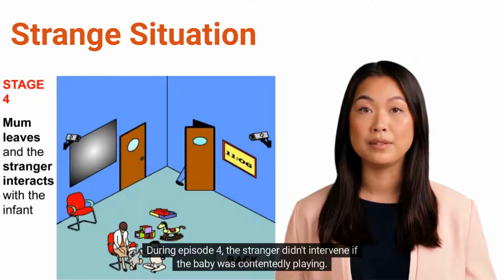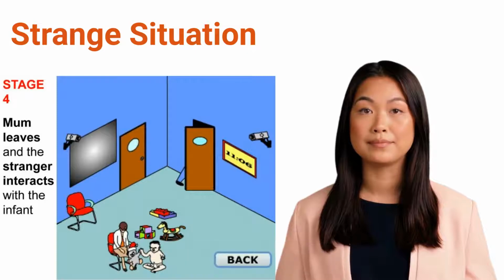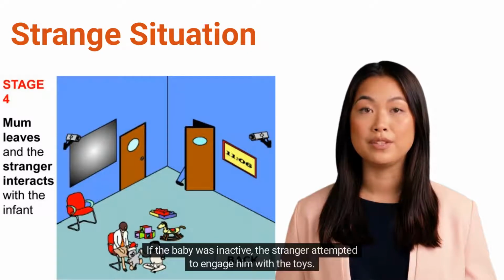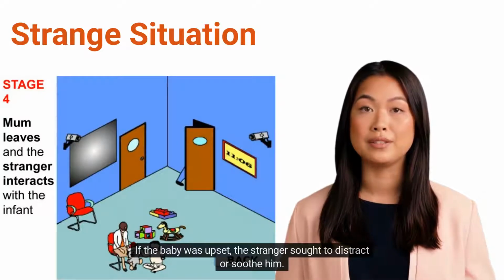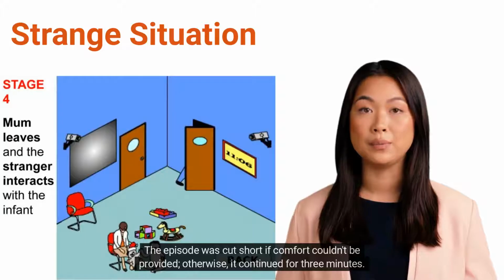During episode 4, the stranger didn't intervene if the baby was contentedly playing. If the baby was inactive, the stranger attempted to engage him with the toys. If the baby was upset, the stranger sought to distract or soothe him. The episode was cut short if comfort couldn't be provided, otherwise, it continued for 3 minutes.